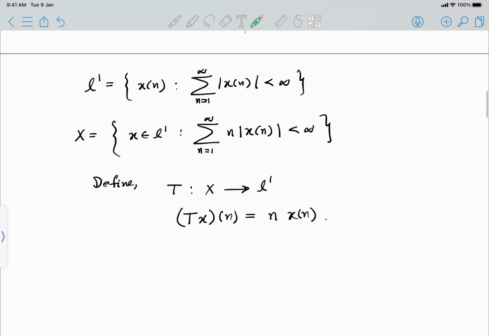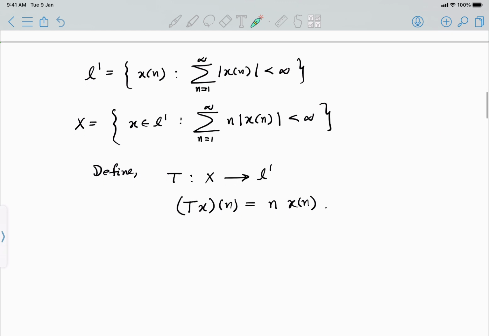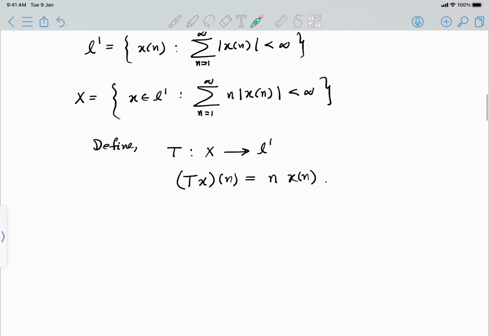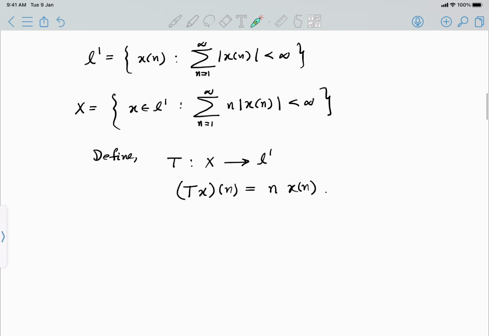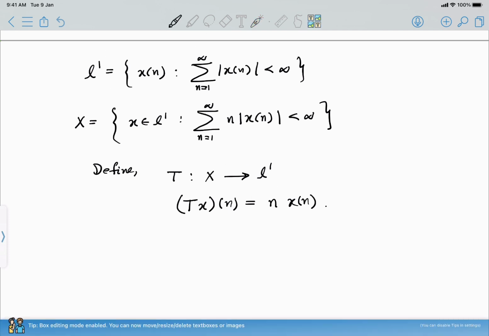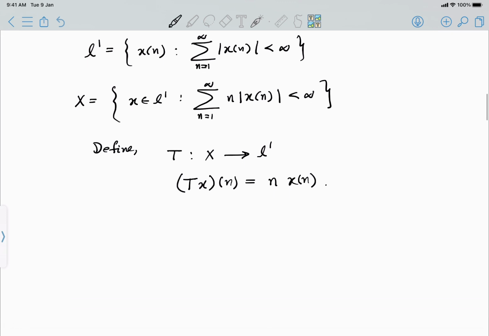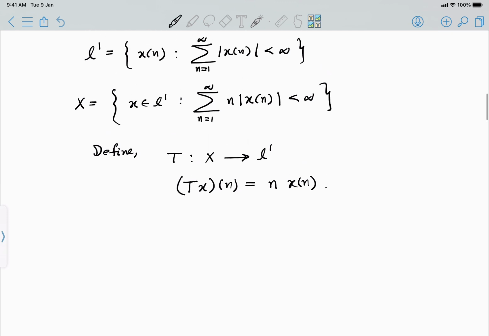Okay, so now we have to check whether T is closed or bounded, or one-to-one, or an open map or not. First we will show that T is not bounded. T is obviously linear. So now note that T is not bounded. This is easy to check. So why?